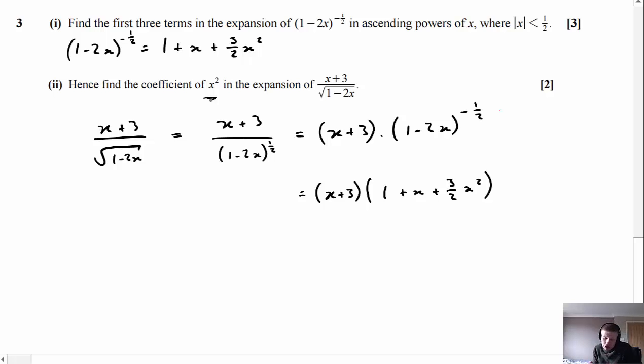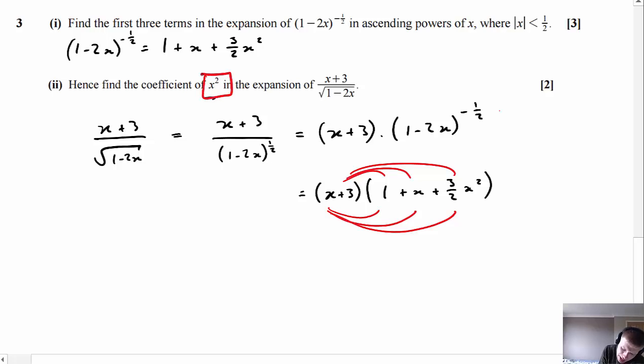Now, I could go ahead and just multiply out every term, so this x by everything in this bracket, and then this 3 by everything in this bracket, okay? But that's technically 6 things I'm going to have to multiply together. Not a big deal, but it'll be far more efficient if I could just see what's going to give me an x squared. So what multiplied by what is going to give me an x squared?